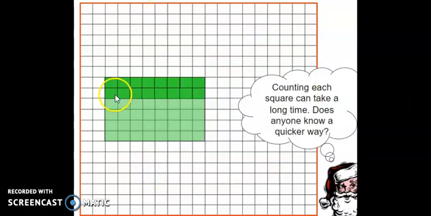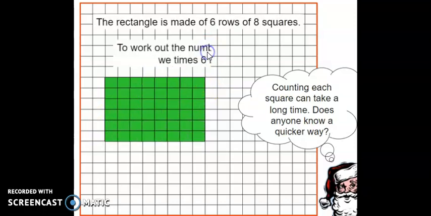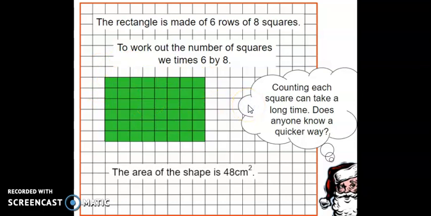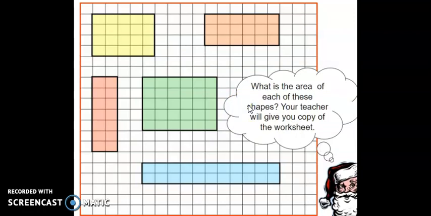Or you can count the squares also. One row has 1, 2, 3, 4, 5, 6, 7, 8. One row has 8 boxes or squares. So we can say it as 6 rows and 8 squares each. It's up to you which method you want to adopt. Then after this we have to multiply.